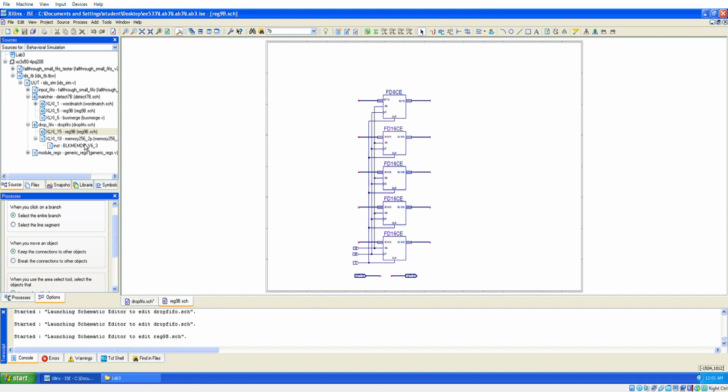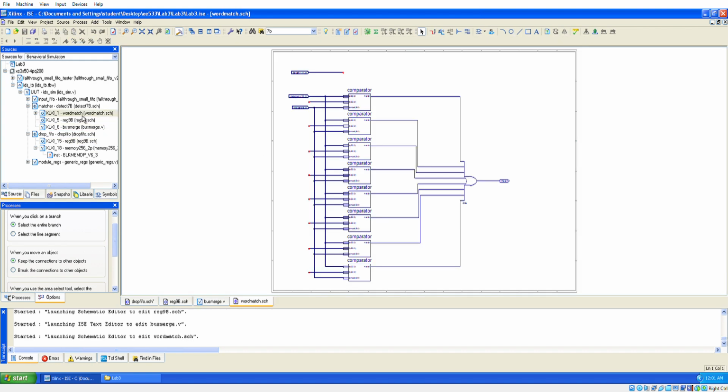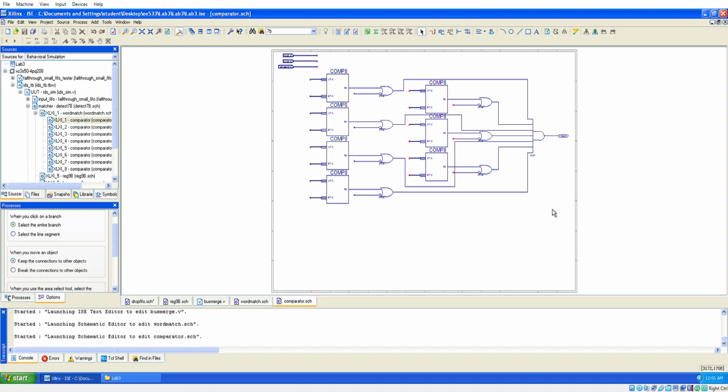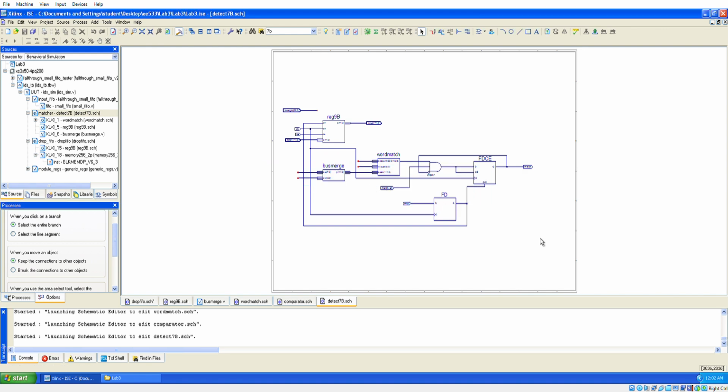What else was there? Just bus merge, a Verilog file, word match. This one uses a bunch of comparators, so we also had to design the comparators. This is just one comparator that uses the comp8 module that's in ISE. And then there's detect 7B. This is the other schematic we had to design.